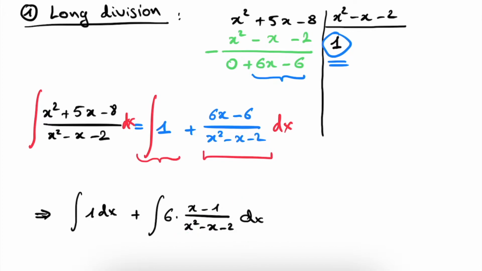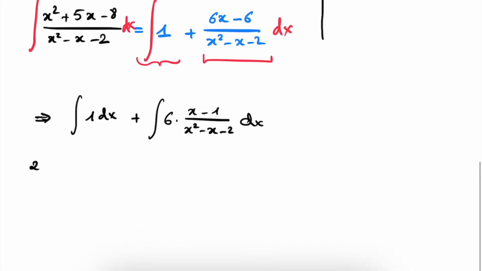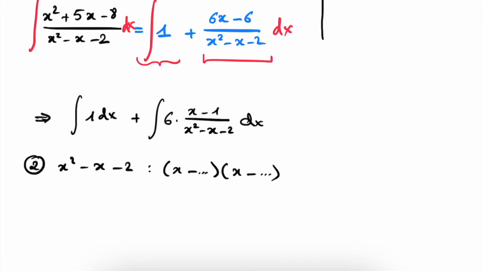And now we can go to the second step, which is to write our polynomial in the denominator as a product of 2 terms. And we see that we have a second order degree polynomial in the denominator. And to be able to write this as something x minus something times x minus something else, we need to find the 0 points of our second degree polynomial.